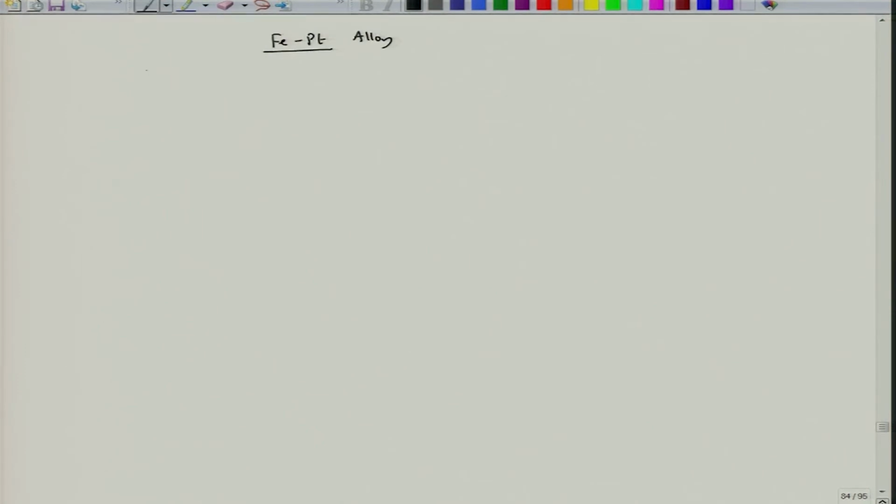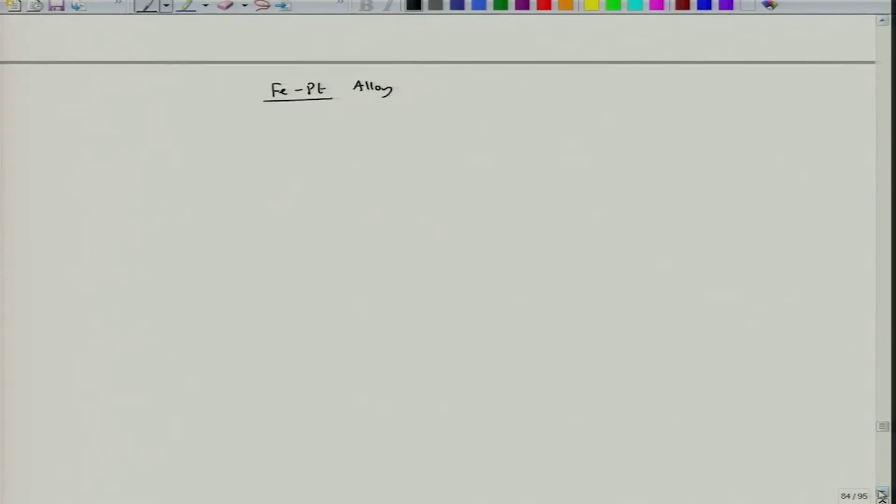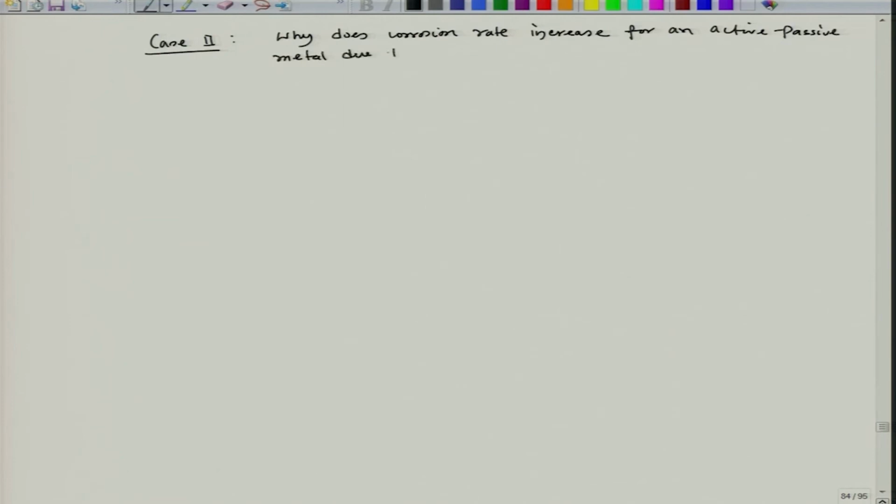So, here we are talking about case 2, where we are looking at the situation of why corrosion rate increases for an active passive metal due to galvanic coupling with a noble metal.